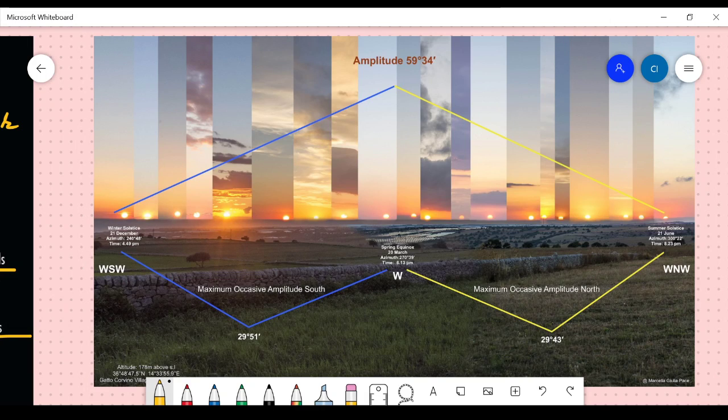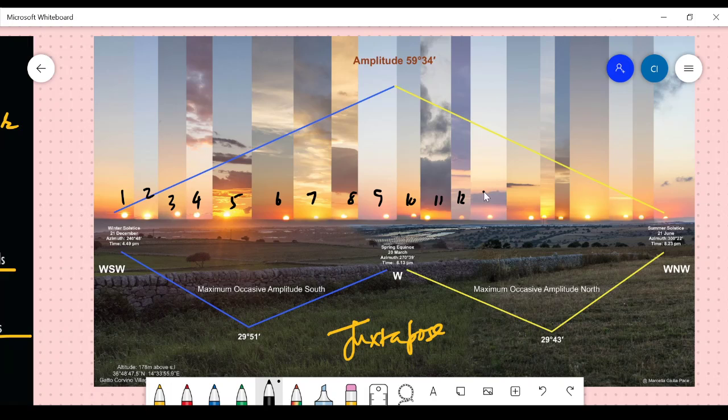Okay, what is meant by juxtapose? Taking several pictures. So how many pictures has he taken? Just to count: 1, 2, 3, 4, 5, 6, 7, 8, 9, 10, 11, 12, 13, 14, 15, 16, 17, 18, 19, 20 pictures he has taken. And you can see the different sky there. Here it is plain, and here it is cloudy, and here also it is cloudy.